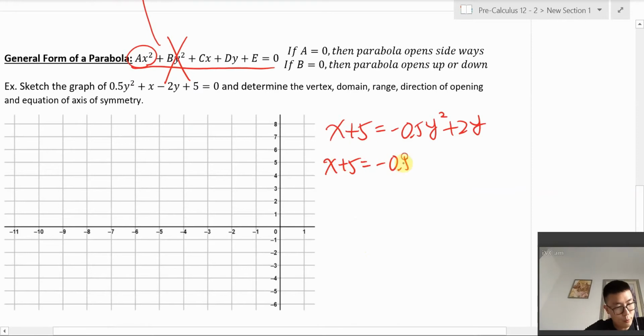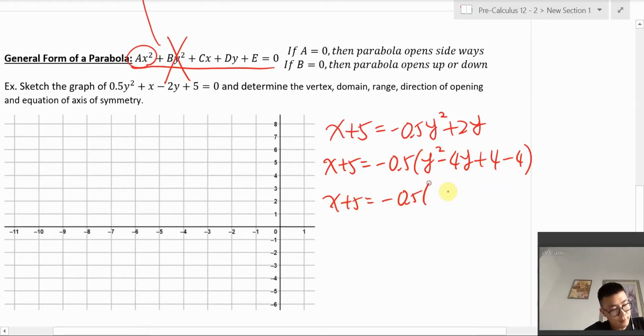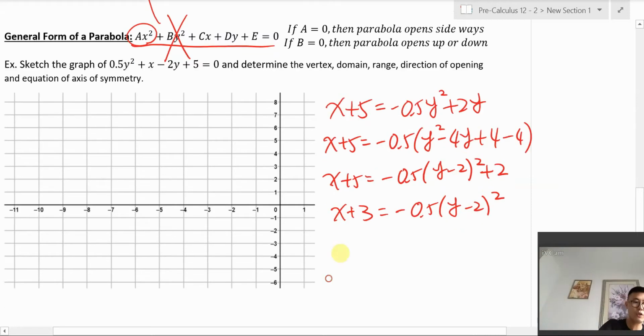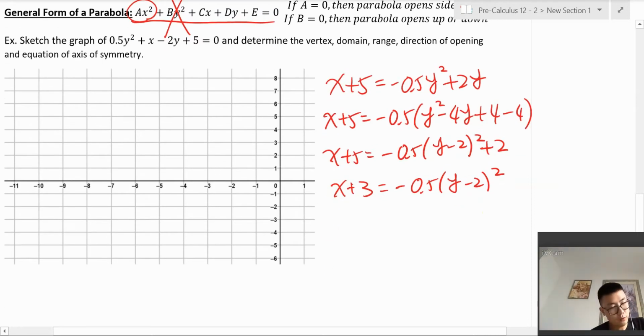So I'm going to factor 0.5 out. It's going to be minus 4y, and 4 divided by 2 squared is plus 4, minus 4. So then we end up with negative 0.5 times y minus 2 squared. Negative 0.5 times negative 4 is plus 2. And then move that to the left, we get x plus 3 equals negative 0.5 times y minus 2 squared. So our vertex is going to be at negative 3 comma 2.